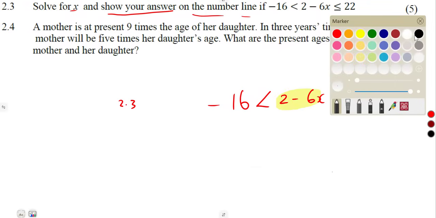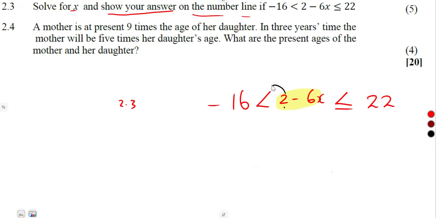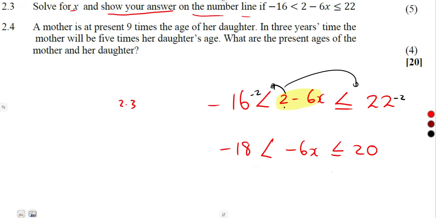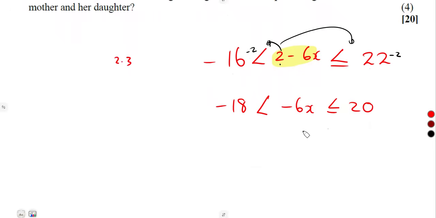So let's get rid of these 2. Take it to the other side, it's going to be minus 2. To the other side, it is going to be minus 2. So we'll be left with minus 6x in the middle. That's greater than minus 16 minus 2, that's minus 18. 22 minus 2, that's what? That's 20. So to get the value of x, simply divide by what? Negative 6. And take note, we are dividing by a negative, so the inequality signs are affected.